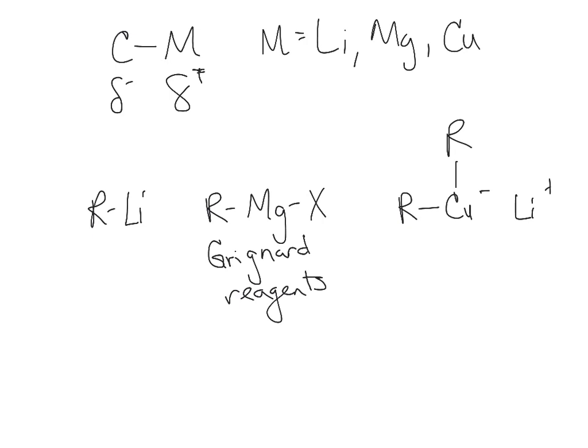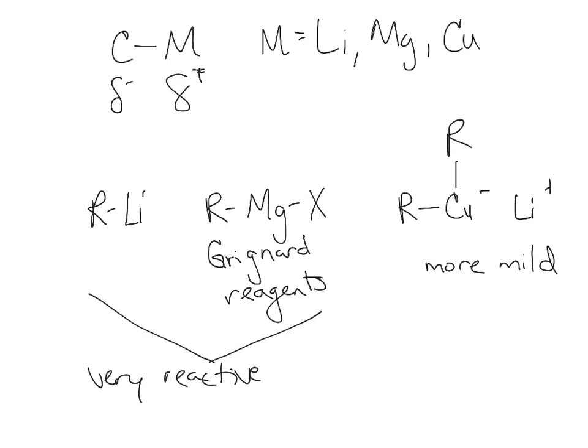So the more polar the carbon-metal bond is, the more reactive it is. And so the organolithium and organomagnesium reagents are very reactive. And the organocuprates are more mild. So only one R group reacts, and these guys are more mild. So overall, it's going to act like a carbanion. It can either act like a base or like a nucleophile. So it can abstract protons or it can act like a nucleophile.